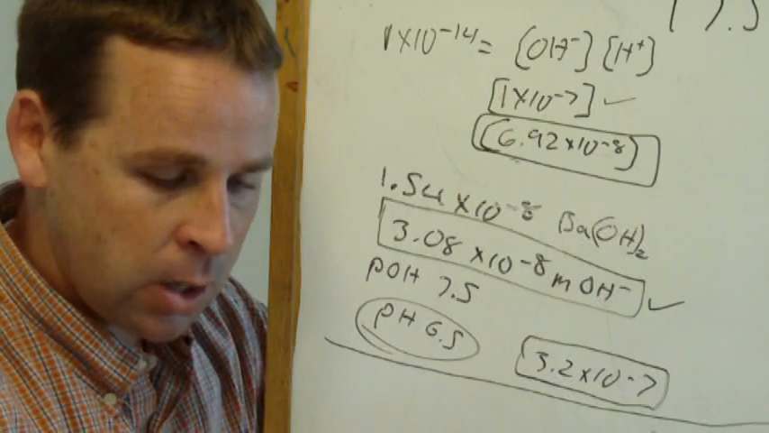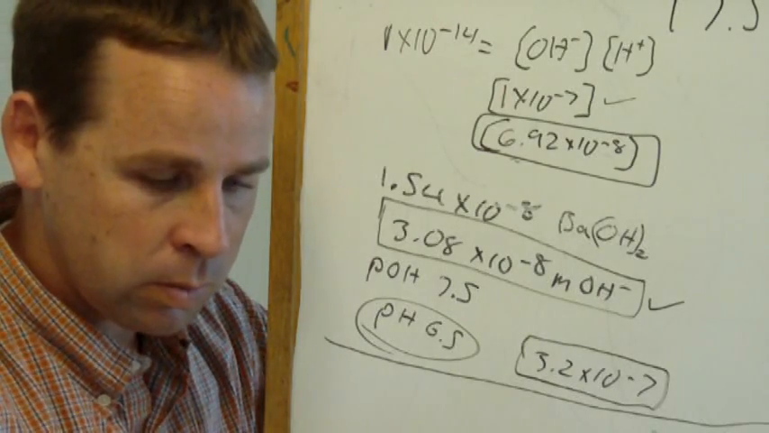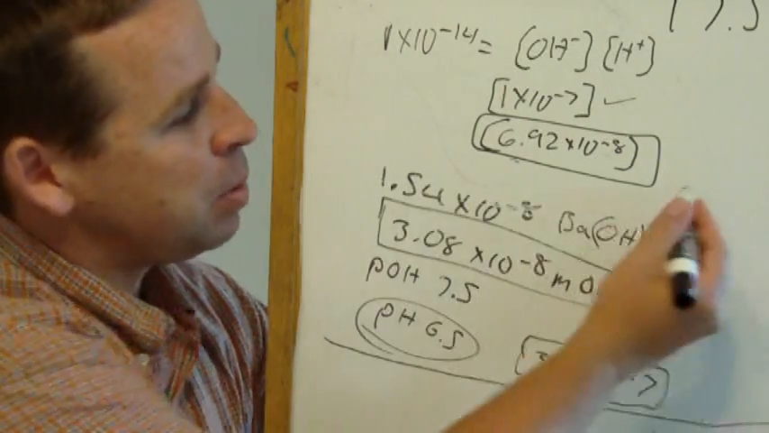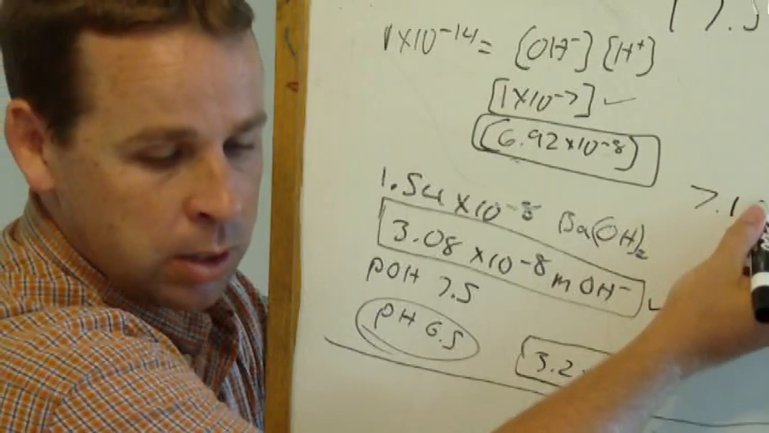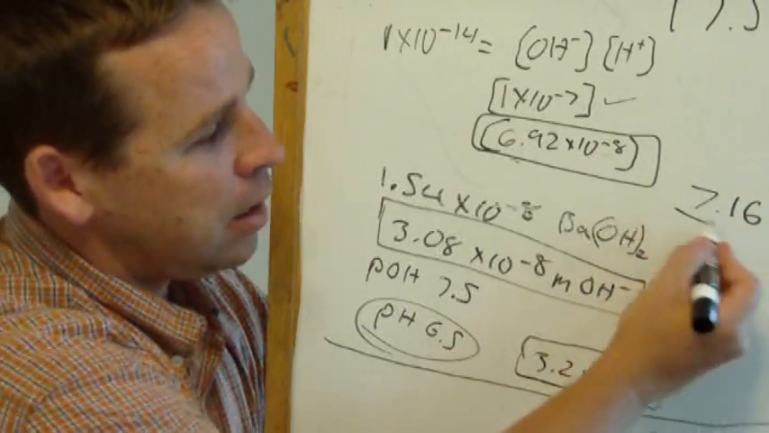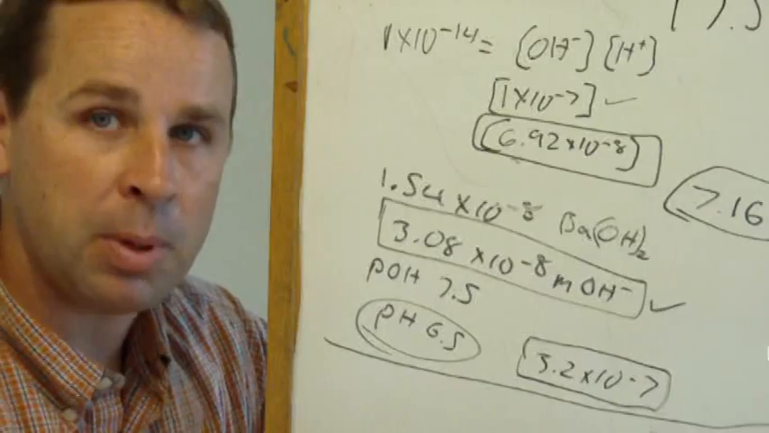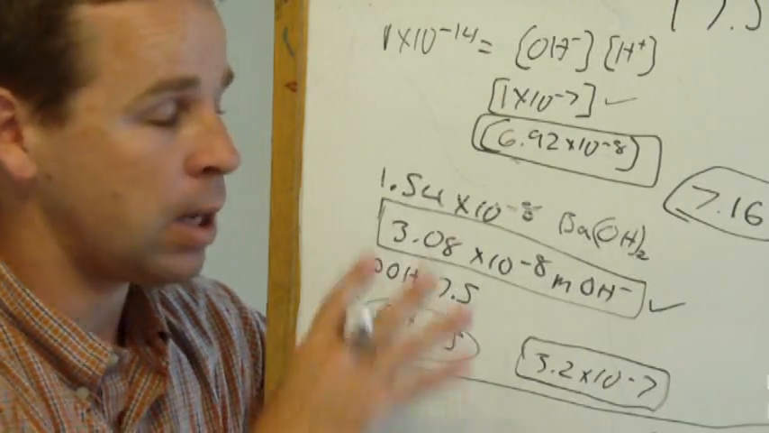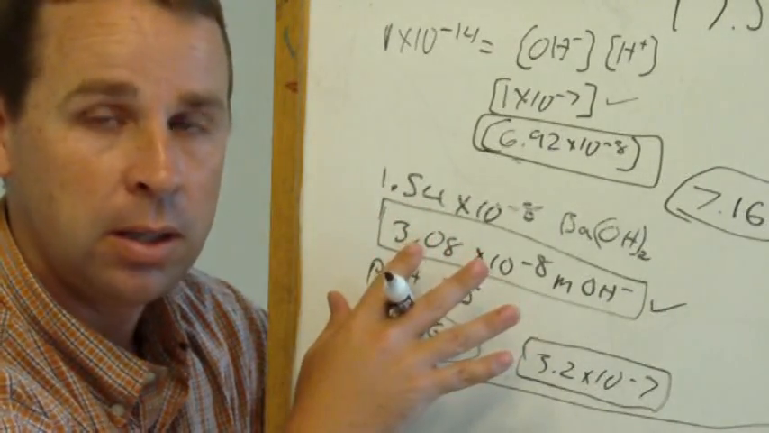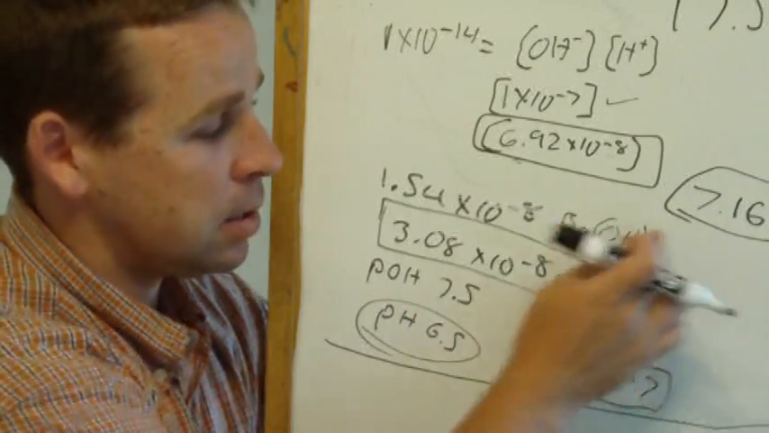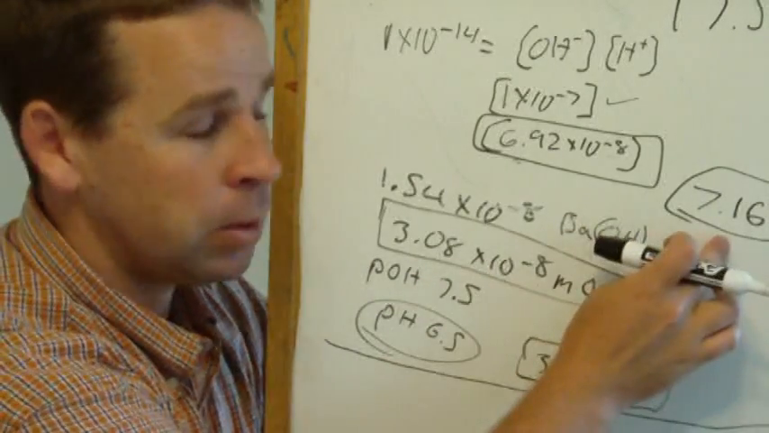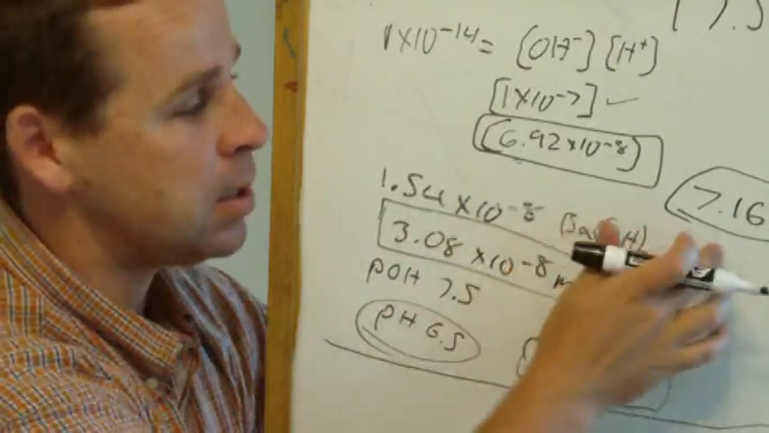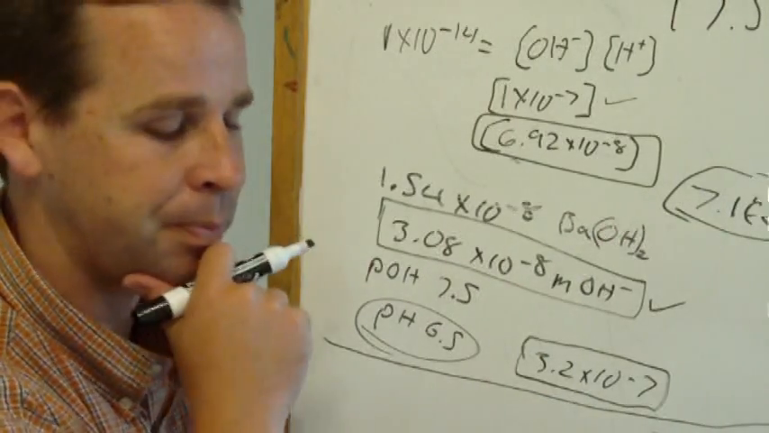So if we take the negative log of that value, then we see that the pH is now 7.16. And that is what truly would happen. And the pH of this solution, after you added barium hydroxide, obviously it would be basic. And yes, it's a very, very small amount, and it will become only slightly basic. So this is the new pH.